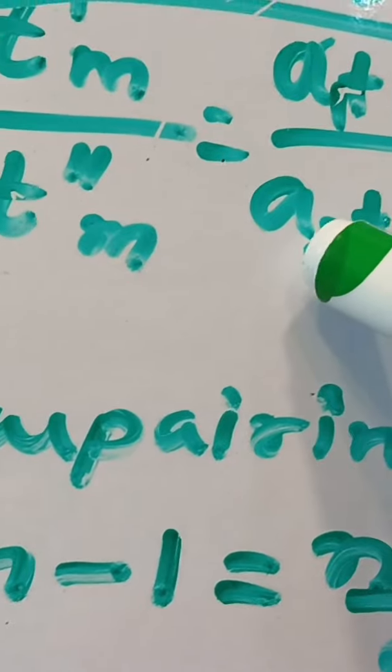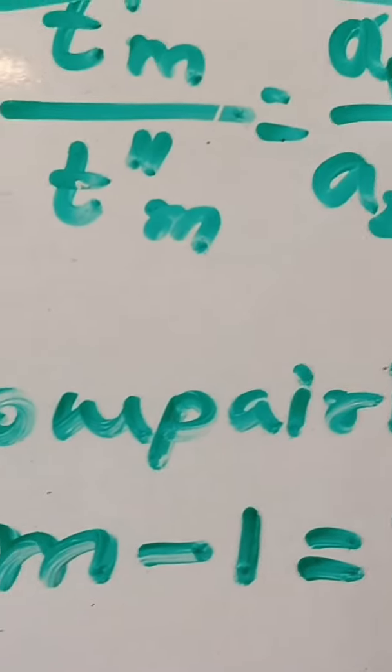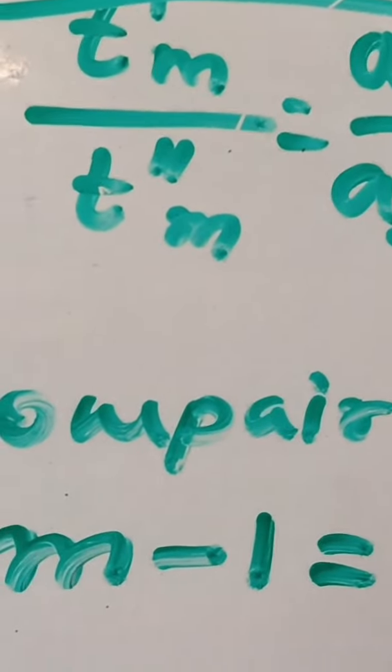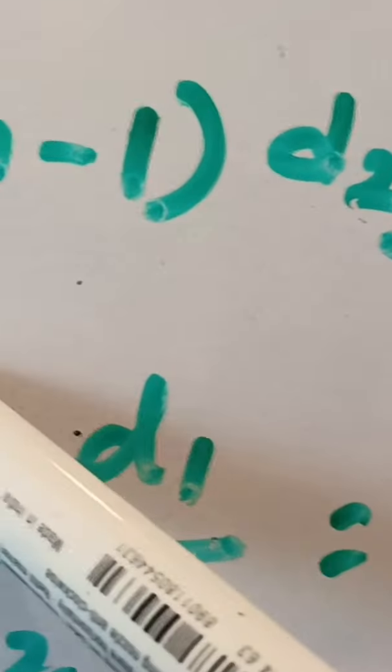As it is in t1 and tm dash. So a1 by a2 I have already got, but I need to compare m minus 1 with n minus 1 by 2.